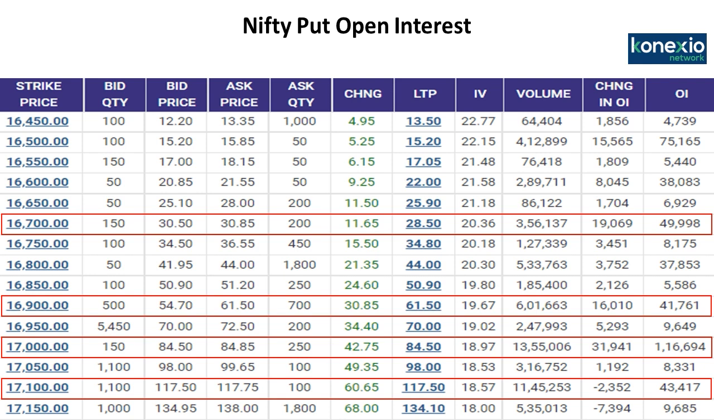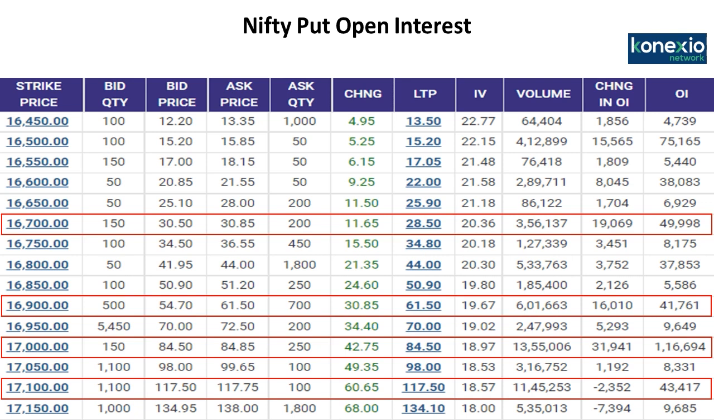Now in the percentage change, we have seen that there has been a rise in the option premiums, which clearly indicates that looking at the Friday's fall, smart money might have started buying Nifty puts. So that is the reason why we have seen the rise in this option premium. Now the implied volatility is slightly on the higher side. You can see it is between 18.57 to 20.36.